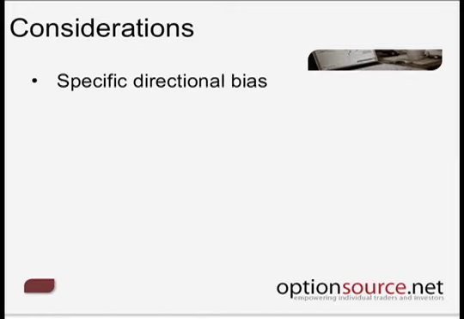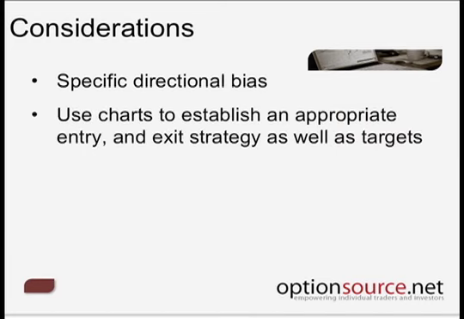At the end of the day, we really have to make sure that we've established a specific directional bias, because ultimately, if the underlying pair value doesn't do anything, we understand that as the option buyer, we run the risk of losing the entire premium. So we really need to see movement in the particular pair value in order for our trade to be profitable. Now, again, as I suggested, we're going to use price charts to establish an appropriate entry, as well as exit strategy, as well as specific targets.